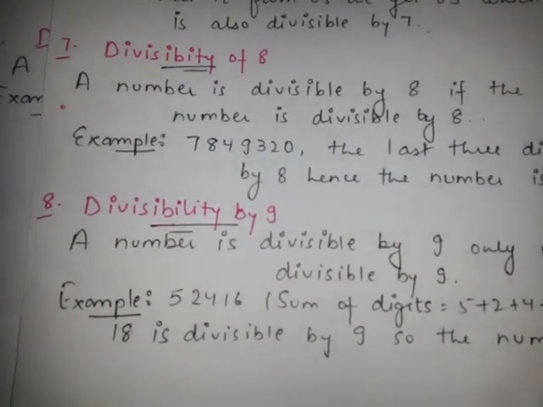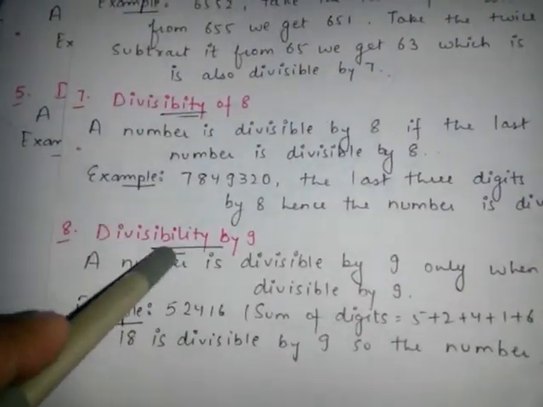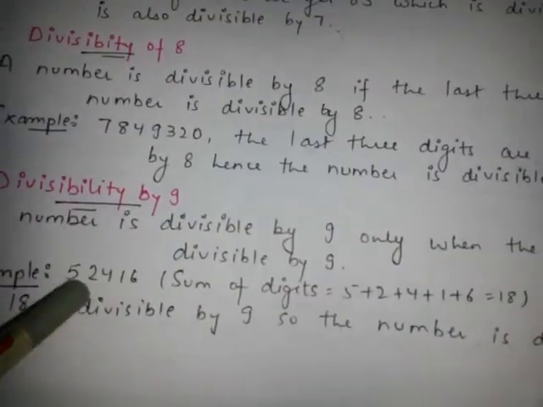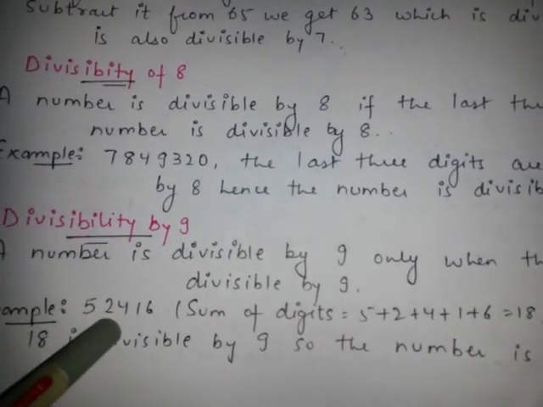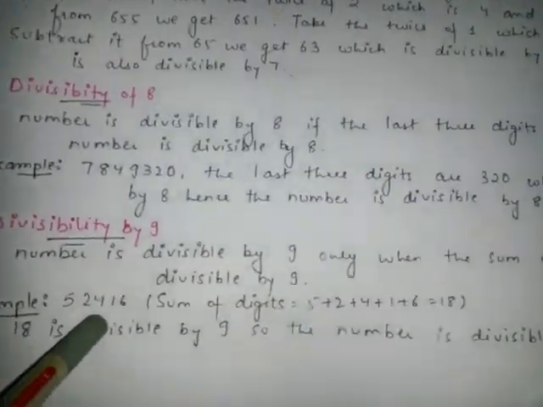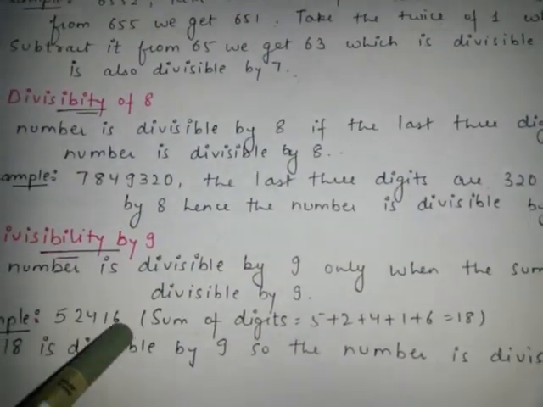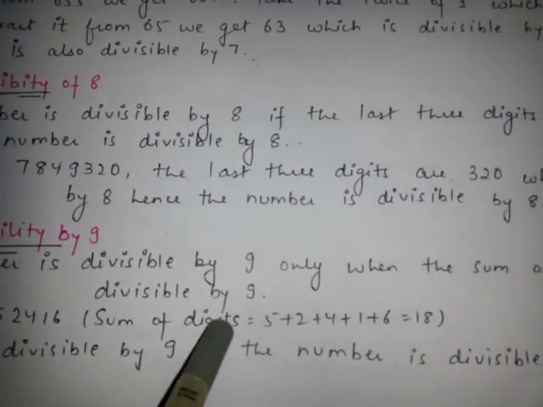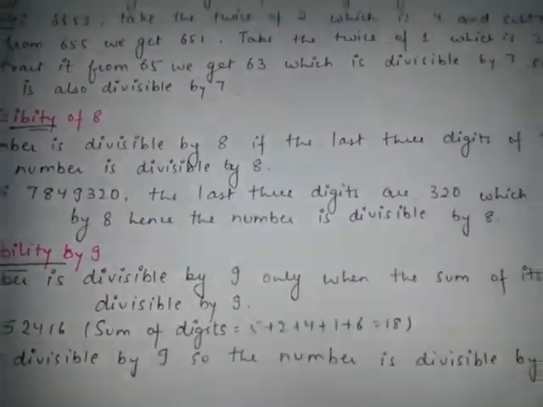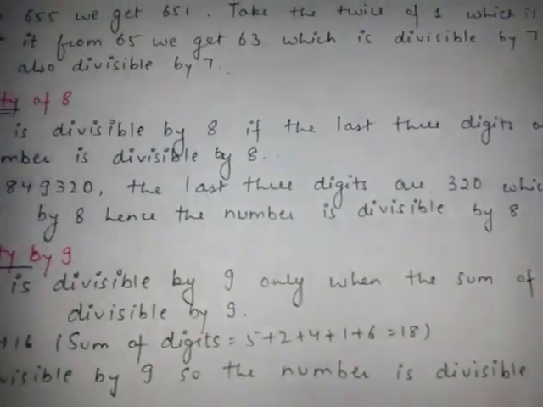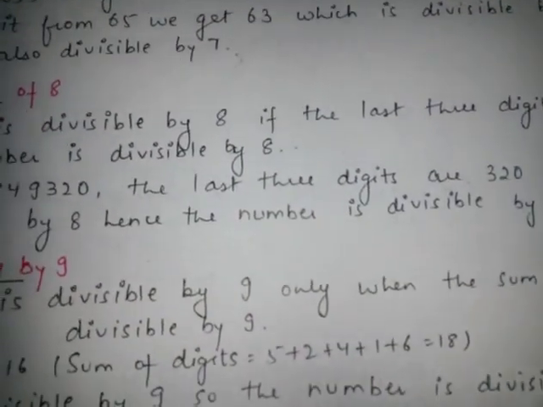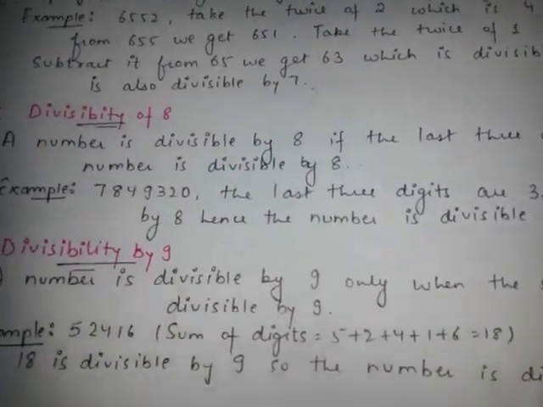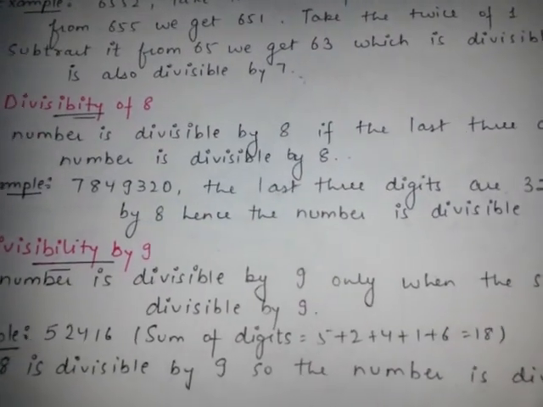For checking divisibility by 9, we have to check whether the sum of digits is divisible by 9 or not. Suppose this is the number. We sum all the digits present in the number, and after summation we get 18, which is divisible by 9, hence the number is divisible by 9. For other cases, you only have to add all the digits and find whether the number is divisible by 9. This is the case for 9.